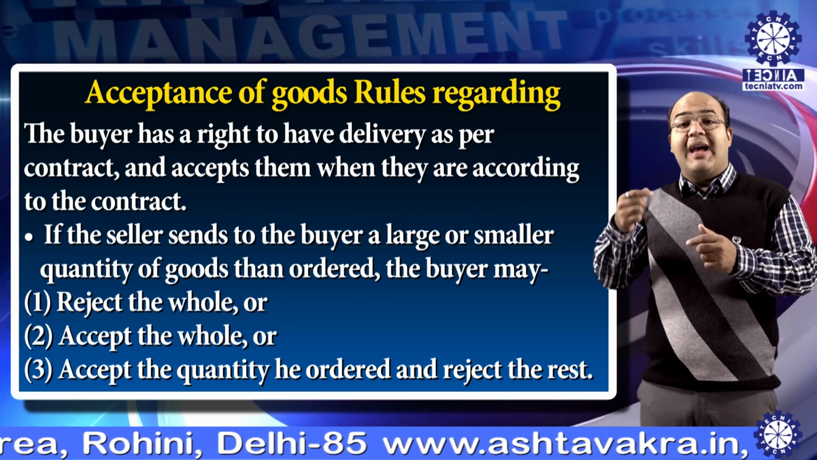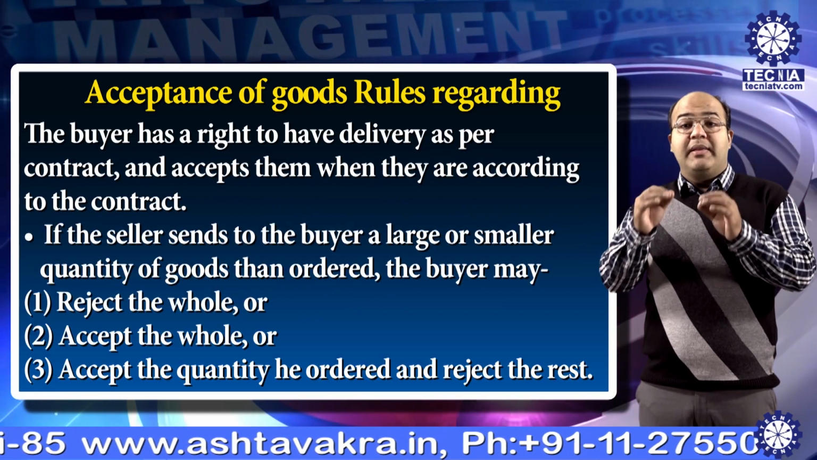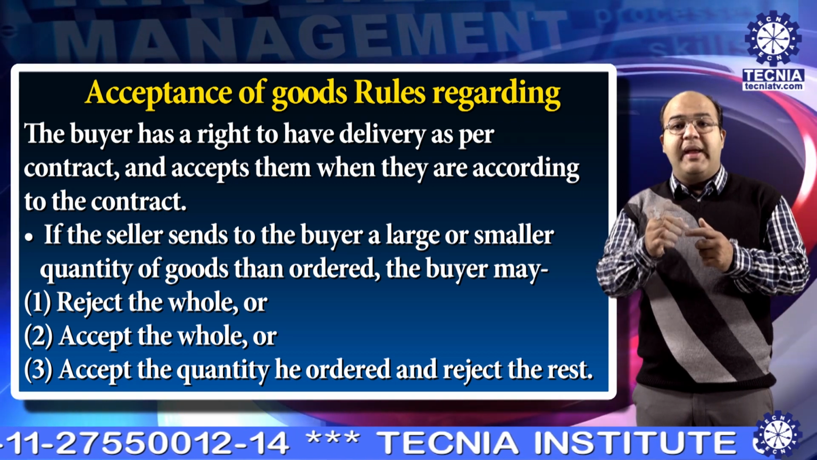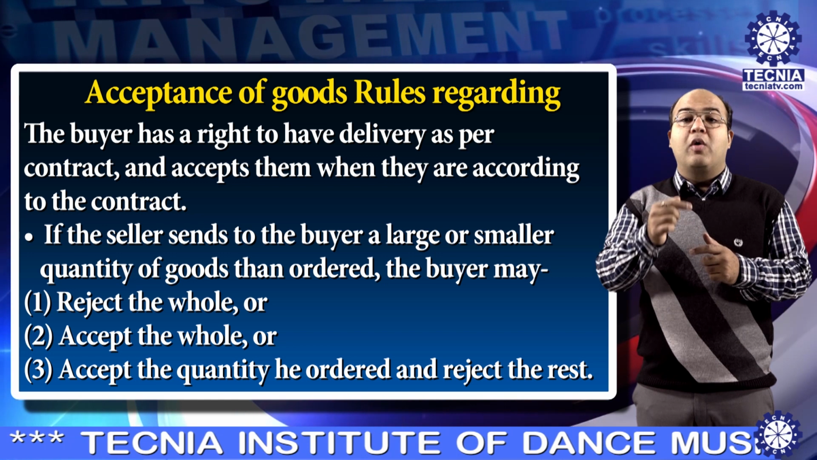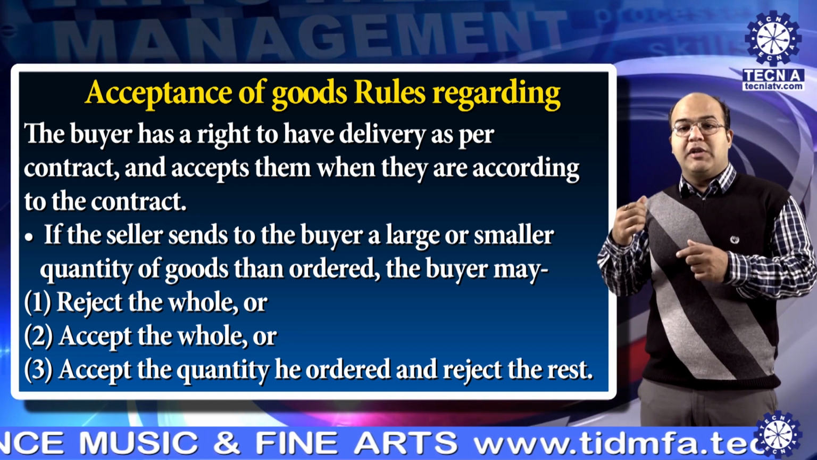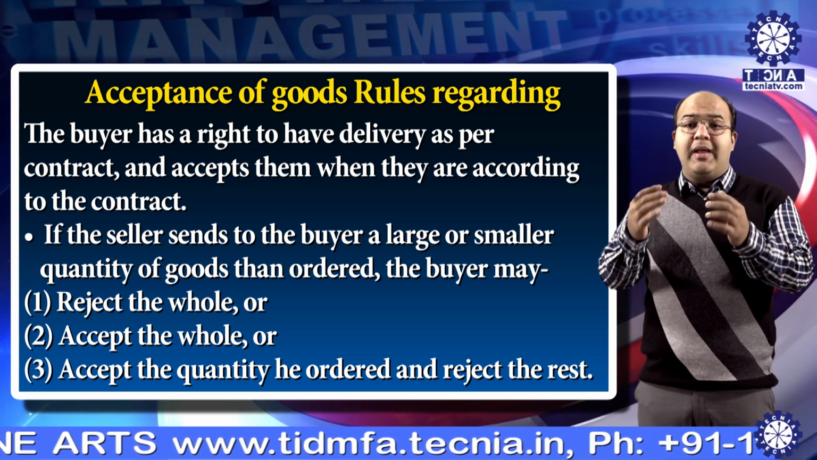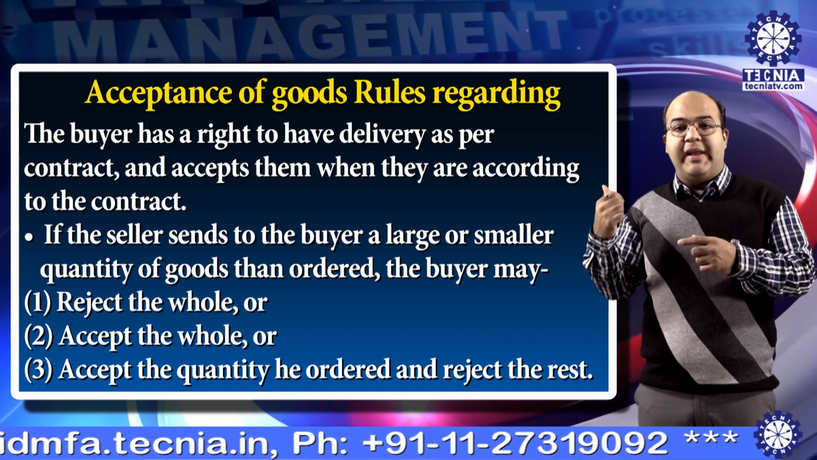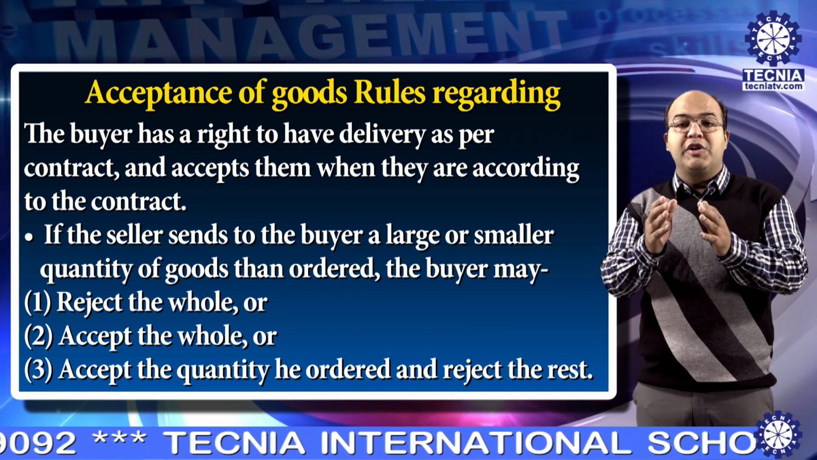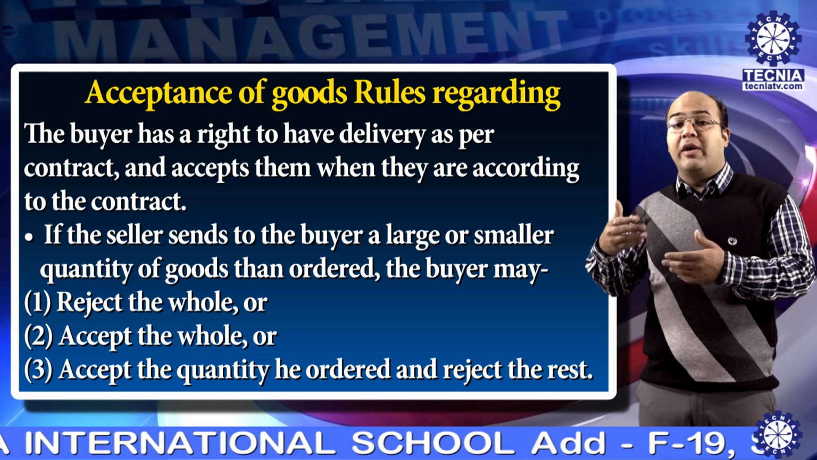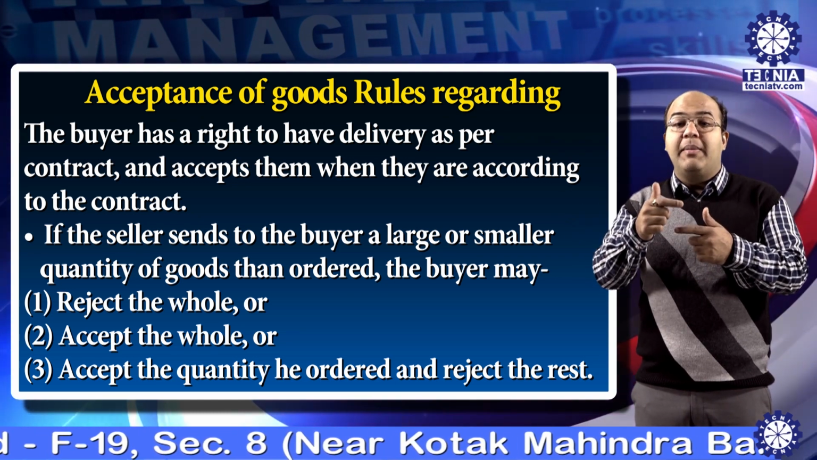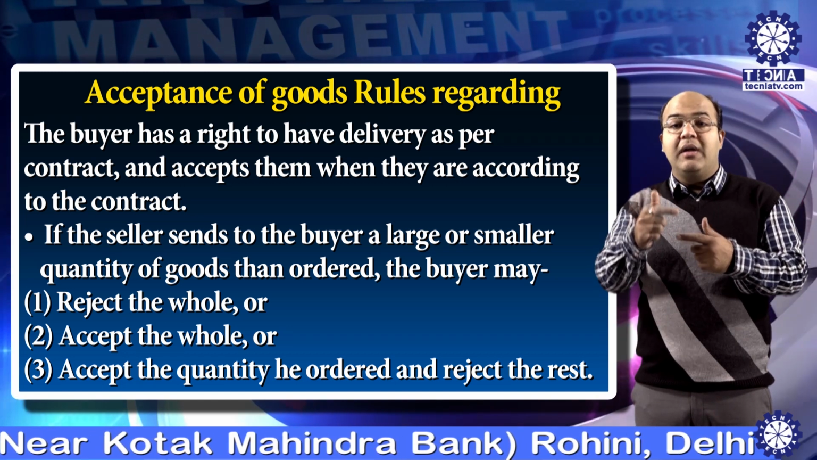Now we will discuss the acceptance of goods by the buyer. The buyer has a right to have delivery as per contract and accepts them when they are according to the contract. Acceptance by the buyer takes place when: first, he intimates to the seller that he has accepted the goods. Next, he does any act on the goods which is inconsistent with the ownership of the seller, like pledge or resell them. Next, he retains the goods after the lapse of a reasonable time without intimating to the seller that he has rejected them.